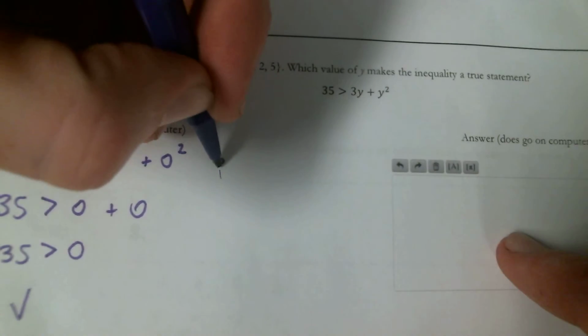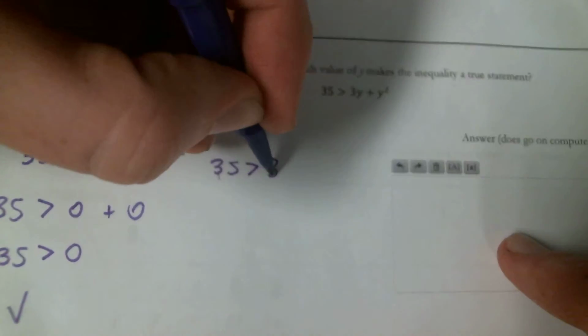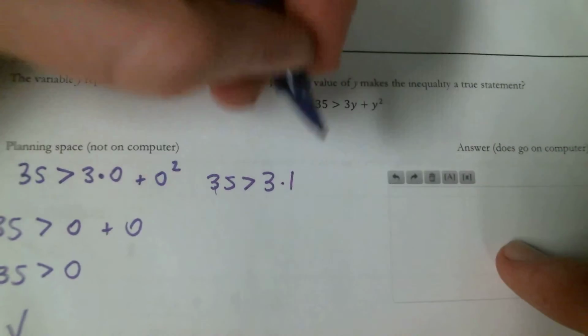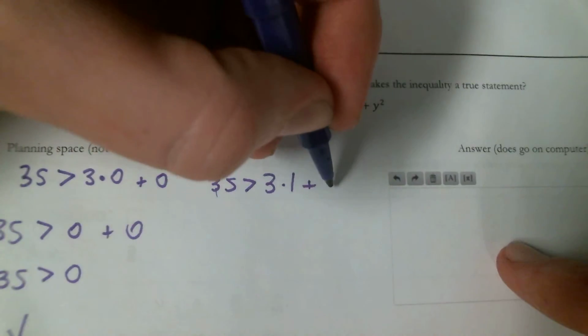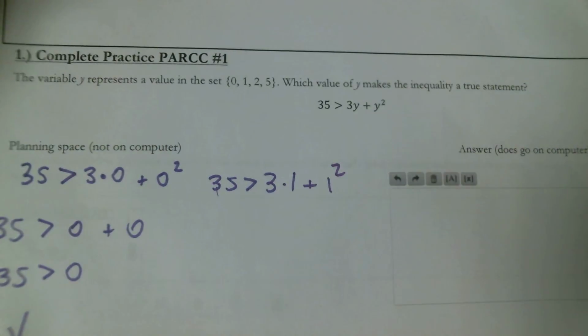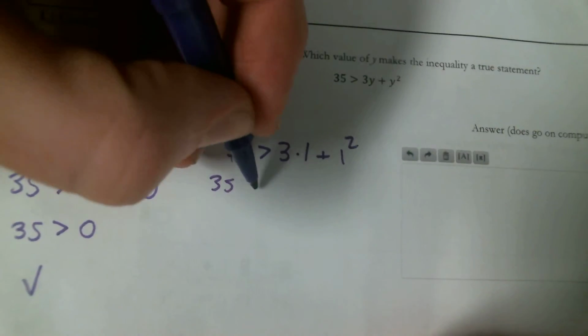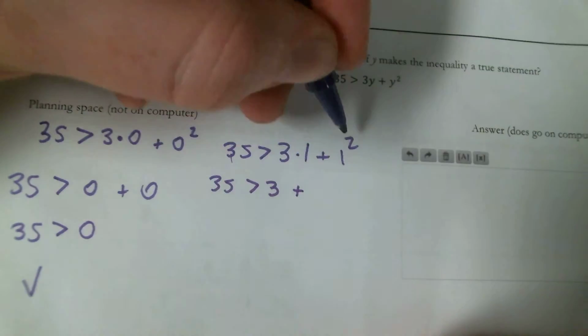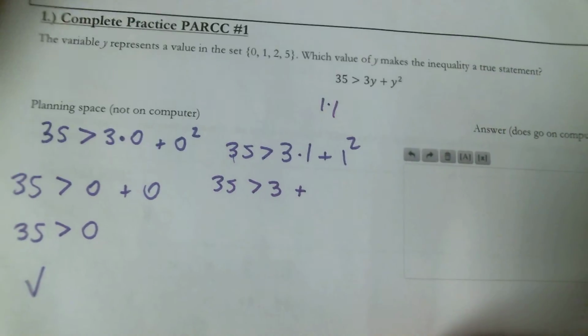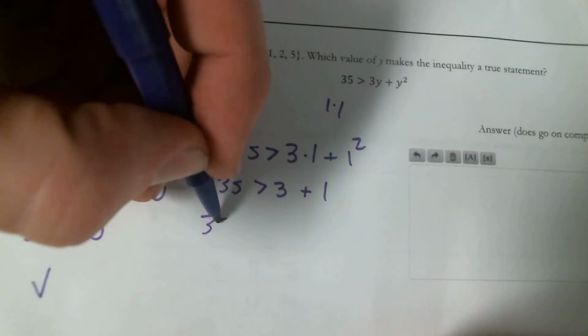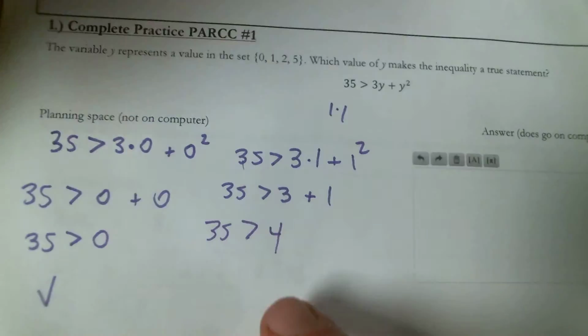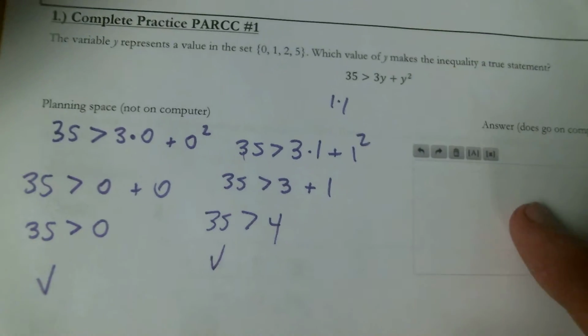Let's keep going as we continue to plan this before we put our answer on the computer. I would do 35 is greater than 3 times 1 plus 1 squared. So wherever I see a y, I'm putting a 1 instead. So 3 times 1, that would be 3, plus 1 squared. That means 1 times 1. That's also 1. So 35 is greater than 4. So this one works.